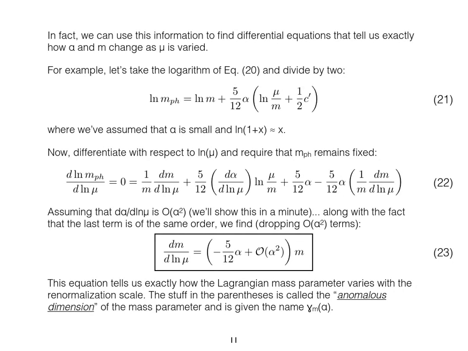And this stuff in the parentheses, if you want to be technical, is called the anomalous mass dimension, or the anomalous dimension of the mass parameter. I don't know where that name comes from or what it means, but that's what it's called. What this equation is telling us is that if we want m physical to be independent of mu, this is how the Lagrangian mass parameter has to depend on mu.